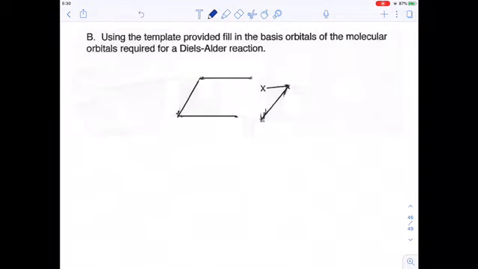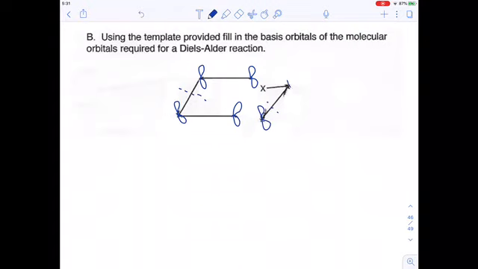Okay, so this one is going to ask you to do the Diels-Alder molecular orbitals. So if you remember, it's going to be the HOMO of the diene, and the HOMO is going to have one less node than double bonds that you have. So you're going to put one node in symmetrically, and the LUMO of the dienophile, and that's going to be the same number of nodes as the number of double bonds. So you have one double bond in your dienophile, so you have one node.